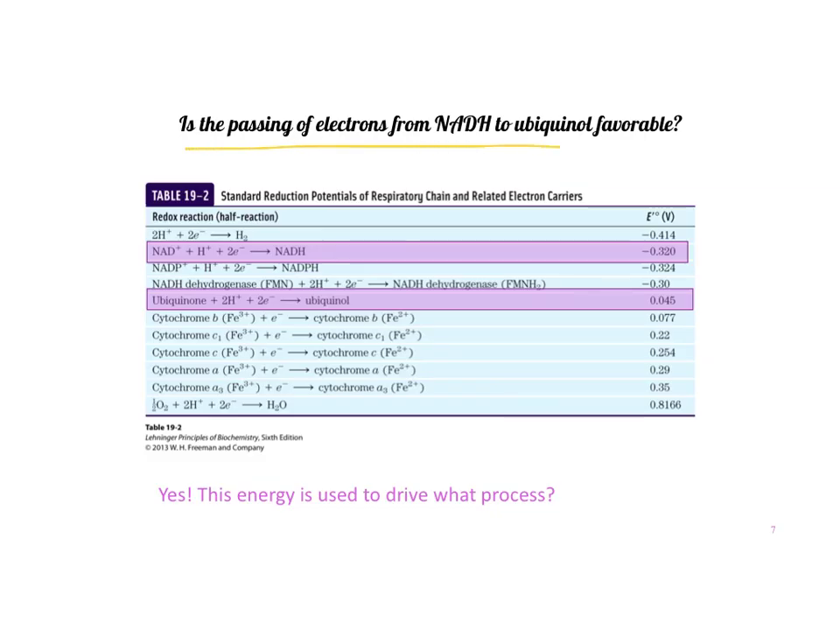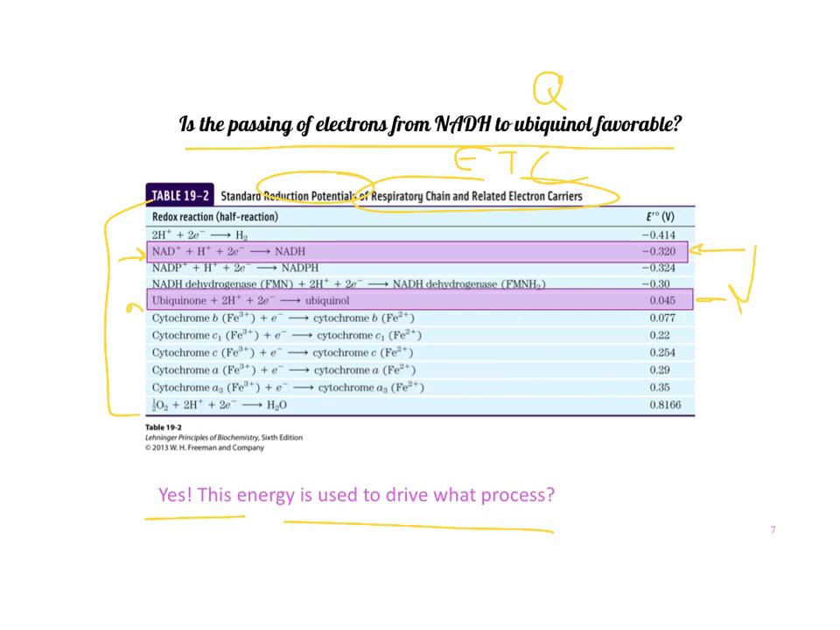Okay, so is the passing of electrons from NADH to ubiquinol or Q favorable? So what I have is a table of reduction potentials for the ETC. And I've highlighted where they're coming from. So they're coming from NADH, which has a reduction potential of negative 0.320. And then I look down a little bit and I see ubiquinone. And ubiquinone has a higher reduction potential. So yes, the energy from going from here to here should yield a negative delta G if we were to add, flip. This one needs to be flipped.